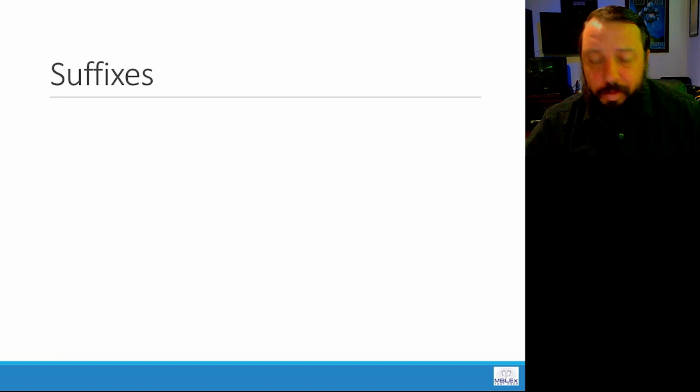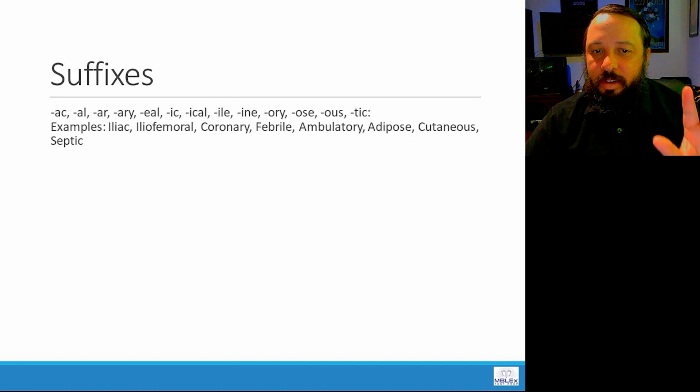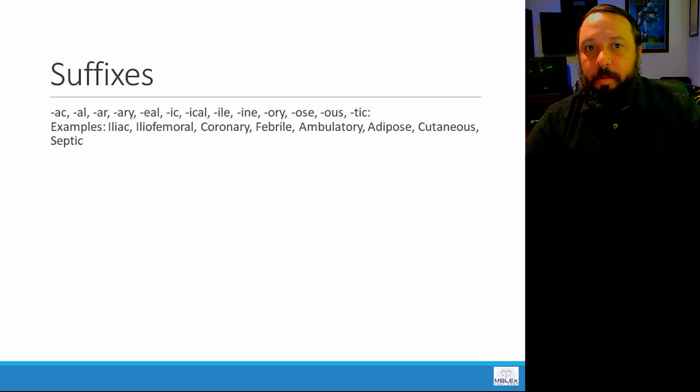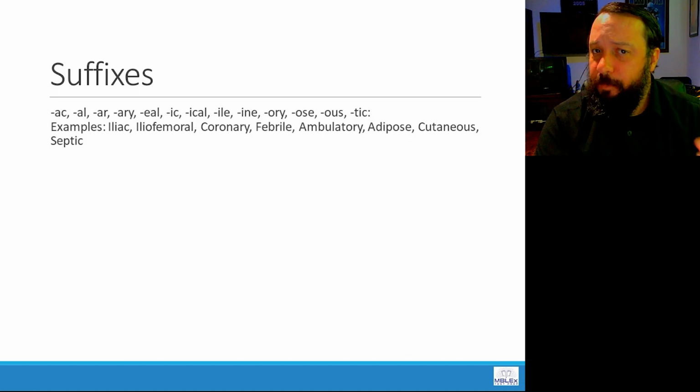Okay, so our first one, this is a fun one. Ack, all, ar, ary, eel, ick, ickle, isle, ein, ori, os, us, tick. There are a lot of these. Okay, so some examples: iliofemoral, illy, ack, coronary, febrile, ambulatory, adipose, cutaneous, septic, right? So all of these terms just mean referring to.